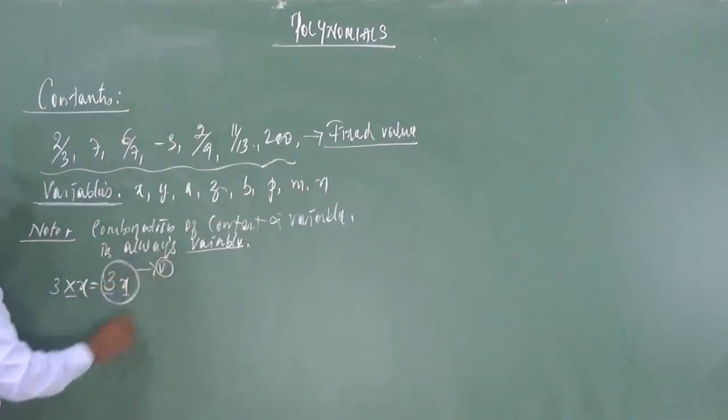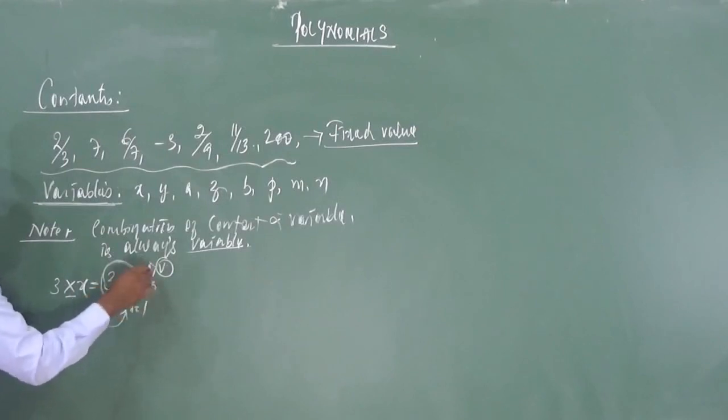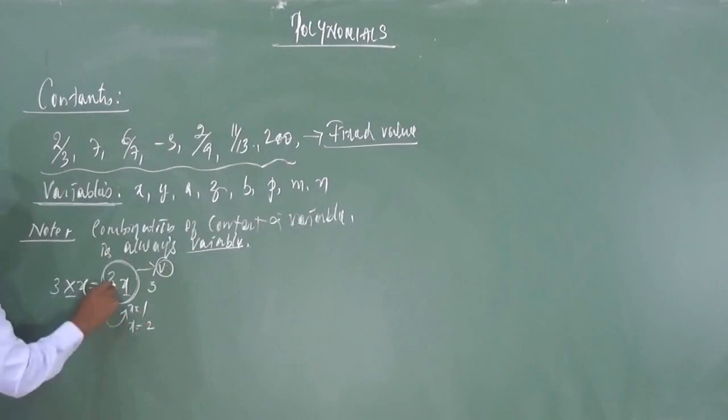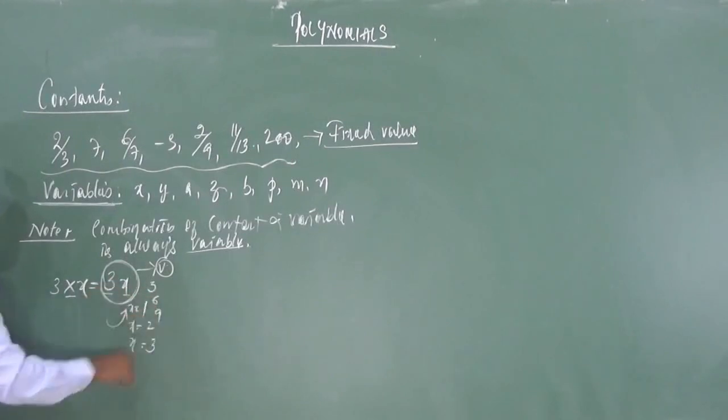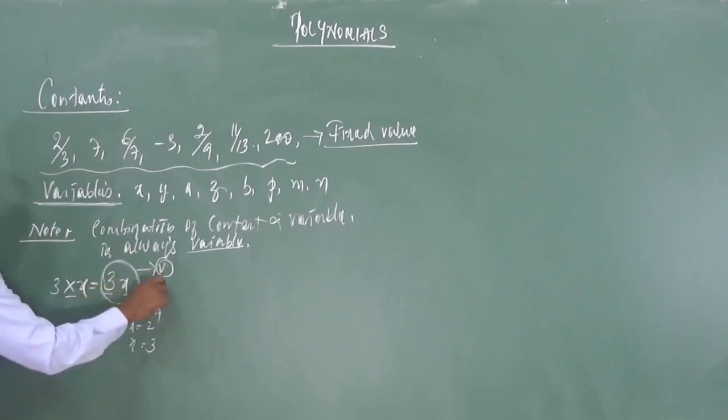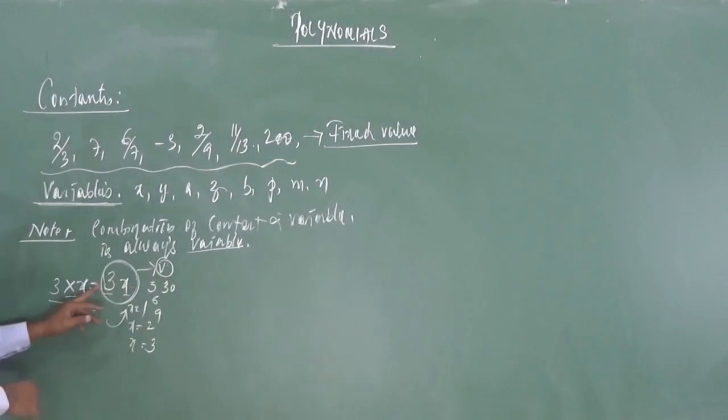So why is it a variable? Because when you put x is equal to 1, 3 1s are 3. When you put x is equal to 2, 3 2s are 6. When you put x is equal to 3, 3 3s are 9. When you put x is equal to 10, 3 10s are 30. So therefore, the combination of a constant and a variable is a variable, when they are combined by a multiplication sign.